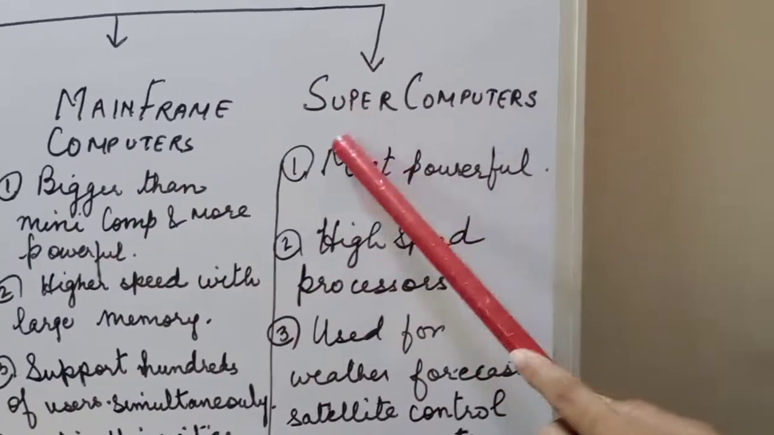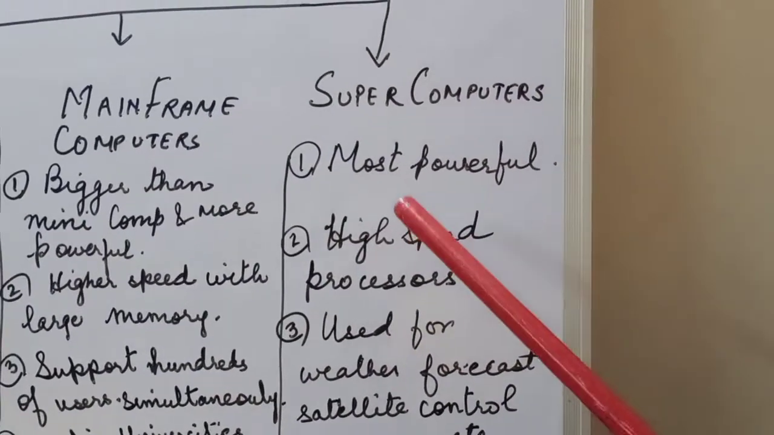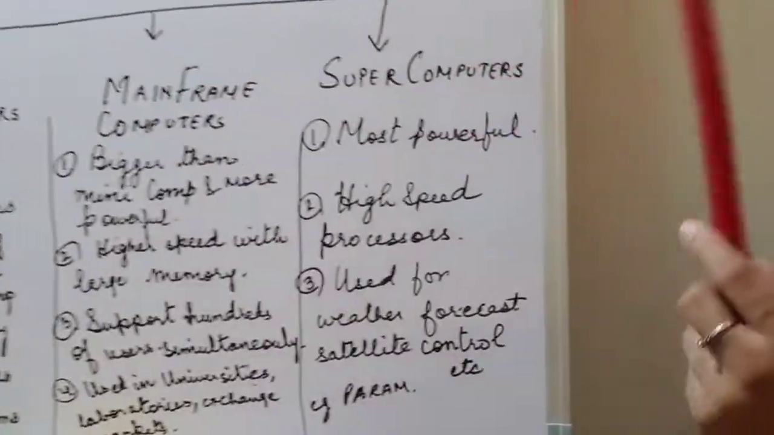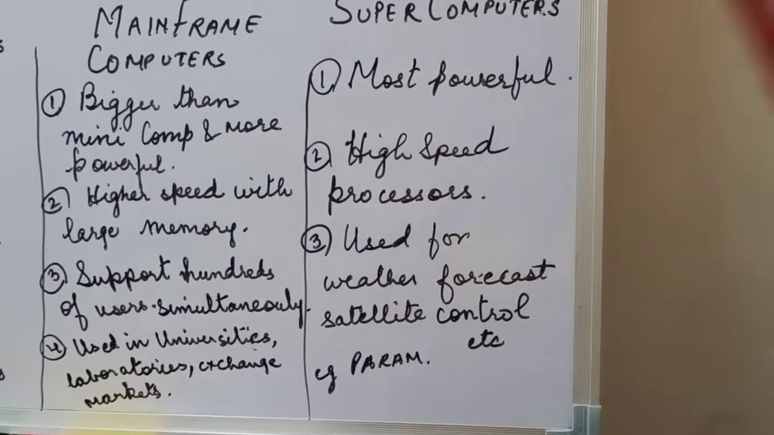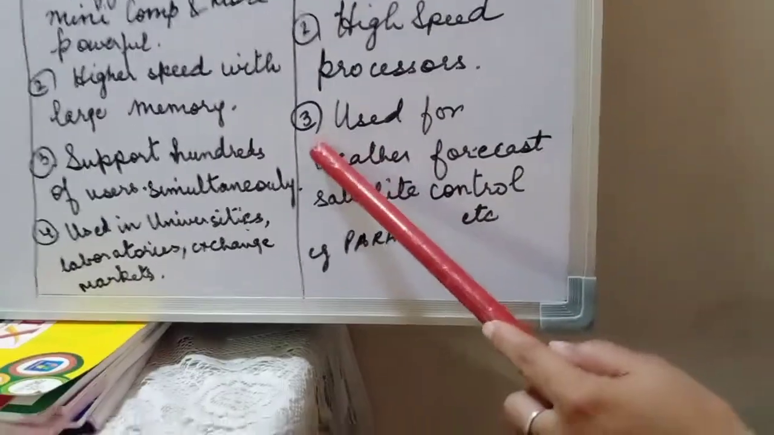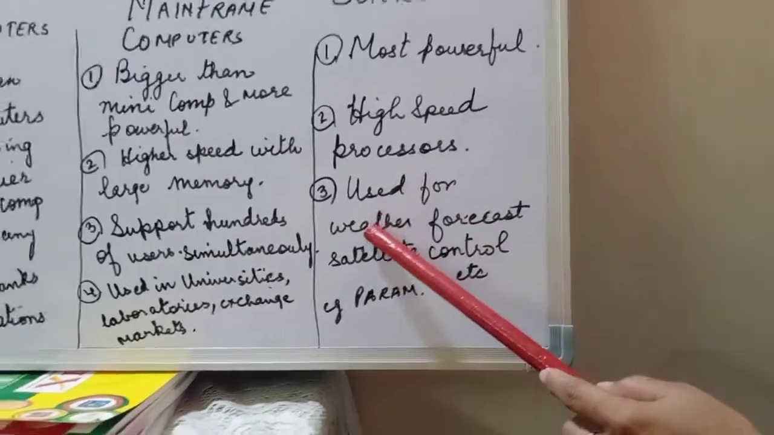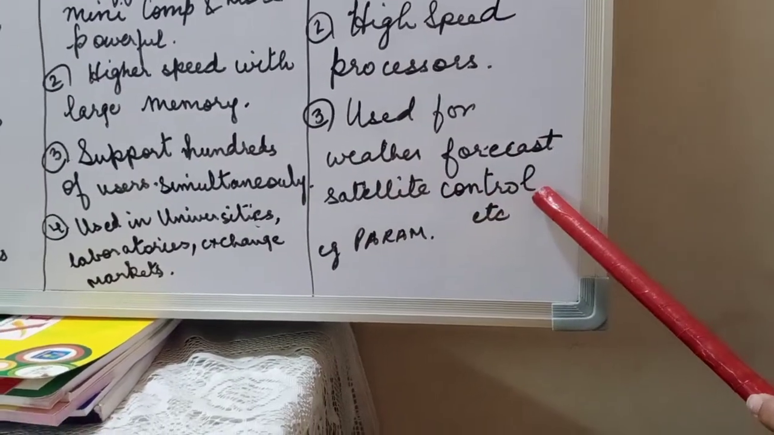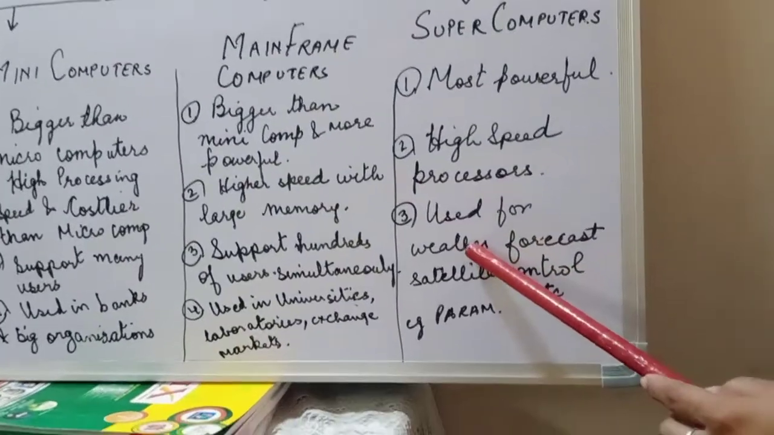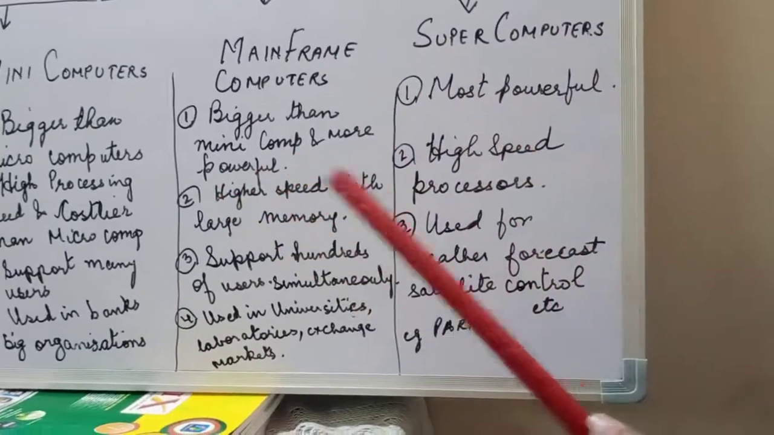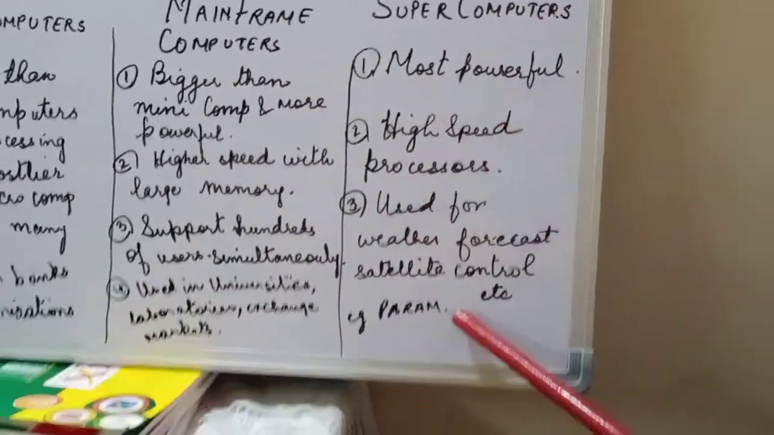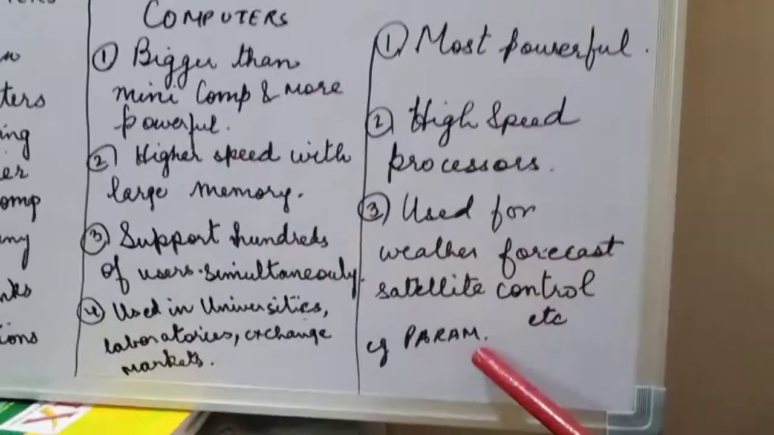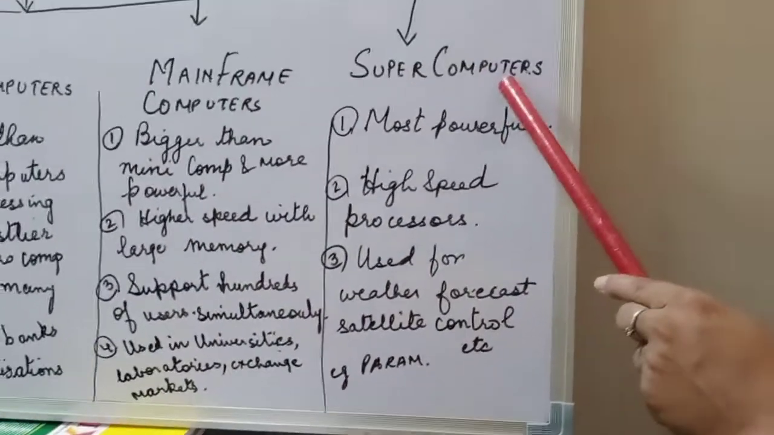The features of supercomputers are they are the most powerful compared to these 3 computers. The second is they have very high speed processors. And the third one is they are used on a high scale for weather forecasting, satellite launching, satellite control and so on. One small example I would like to give, like the Param 1, 2. They are all a kind of supercomputers.